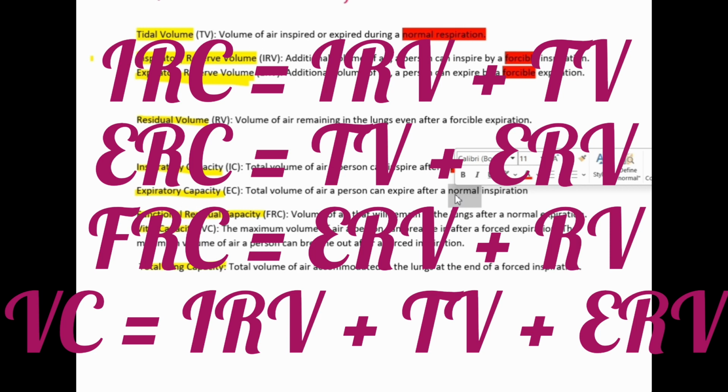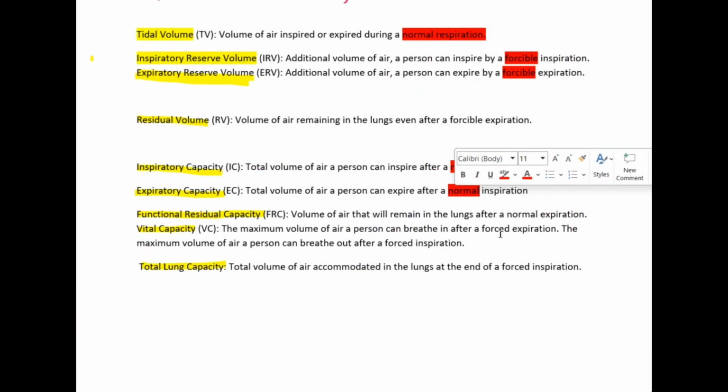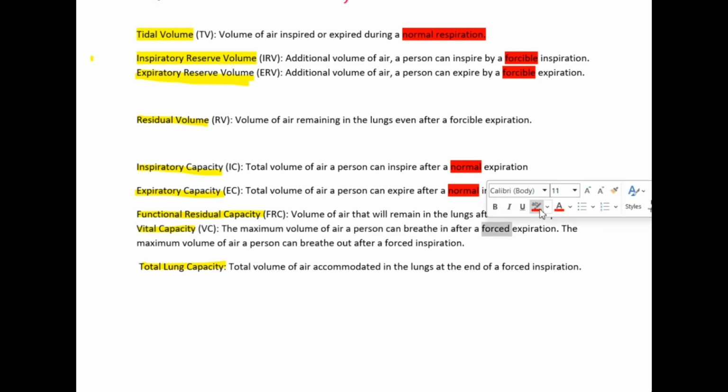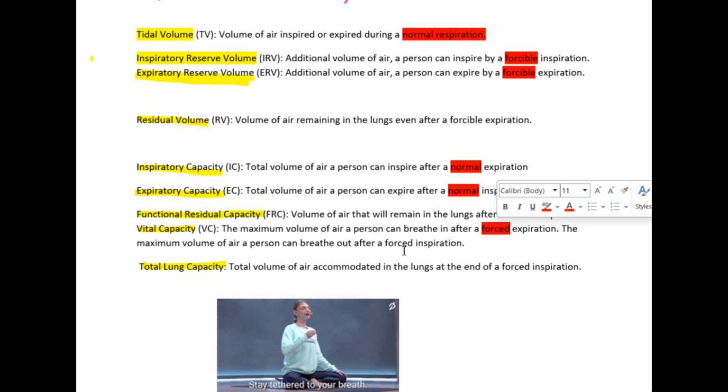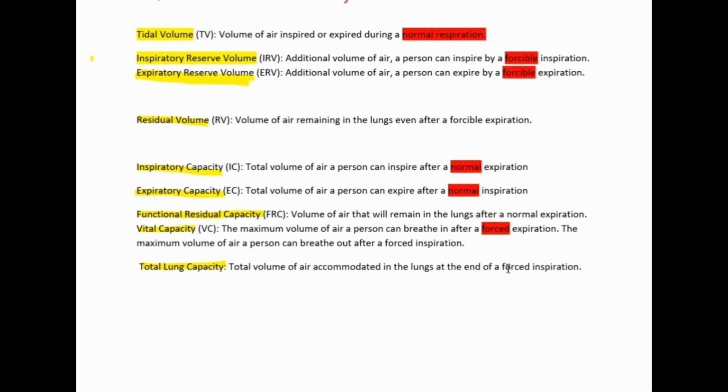Expiratory reserve volume and the residual volume. So by this way you can easily remember the formula of each of the lung capacities. And the last one, vital capacity, VC, is the sum of the first three: IRV, TV, and ERV.